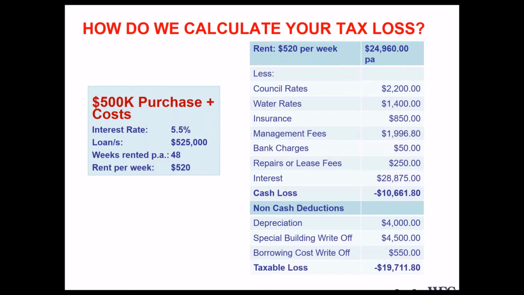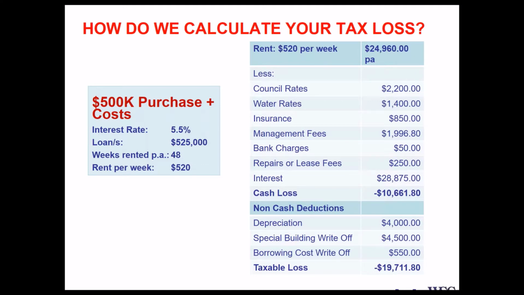How do we calculate the loss? I've got a $500,000 purchase here at an interest rate a little bit higher than now, about 5.5%, and we were loaning about $525,000, and we're getting rent of about $520 a week. So you can see there, $24,960 is your rent. Then we talked about from the previous slide the council rates, water rates, insurances, management fees, bank charges as well, and interest. Then you can see your first line item is your cash loss.